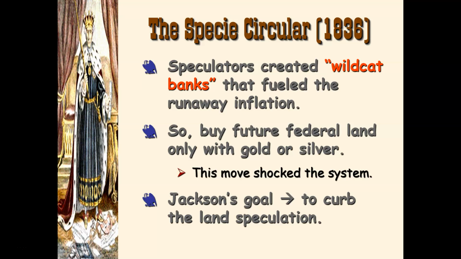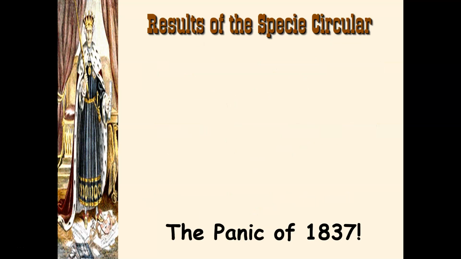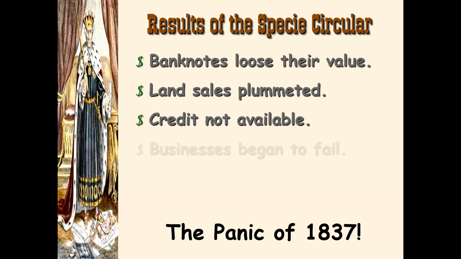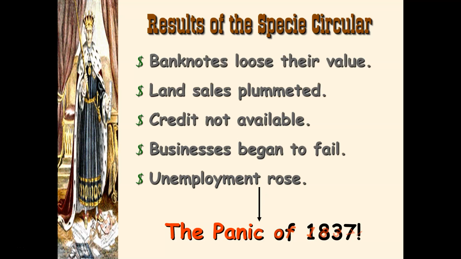So much so that it's going to drive the nation into a depression. A lot of it is because of Jackson, though. A lot of it is because of what he does here. And it leads to the Panic of 1837. Just as soon, really, as Martin Van Buren gets into office, the nation goes into a depression. Land sales plummet, credit's not available, businesses begin to fail.